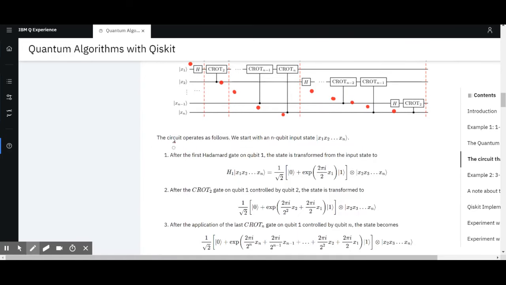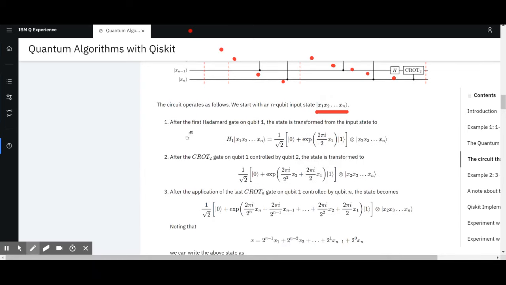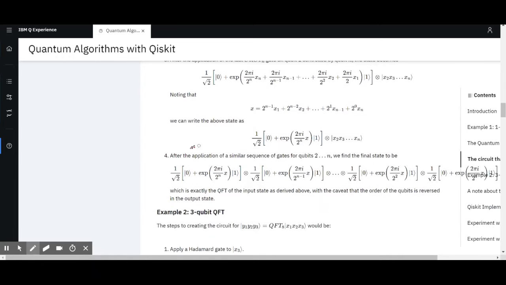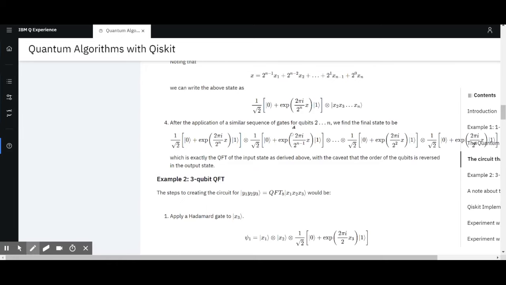The circuit operates as follows. We start with an n qubit input state. Cool, understood. After the first Hadamard gate on qubit 1, the state is transformed from the input state to the following. Yeah, so that's the effect of the Hadamard. And so after the controlled rotation gate on qubit 1 by qubit 2, the state is transformed to this. After the application of the last controlled rotation gate on qubit 1, noting this, we can write the above state as this. After the application of a similar sequence of gates, right?